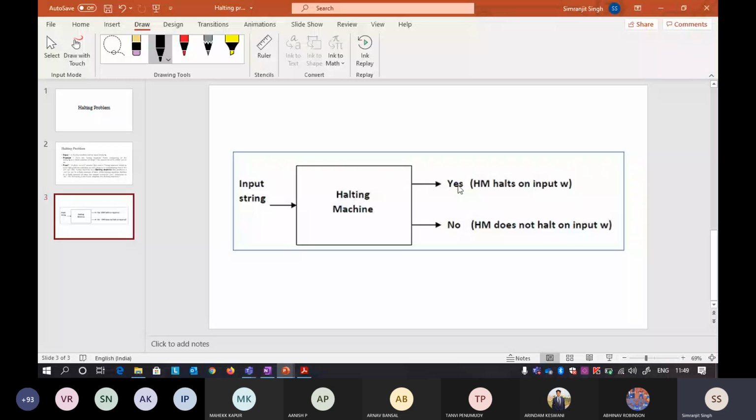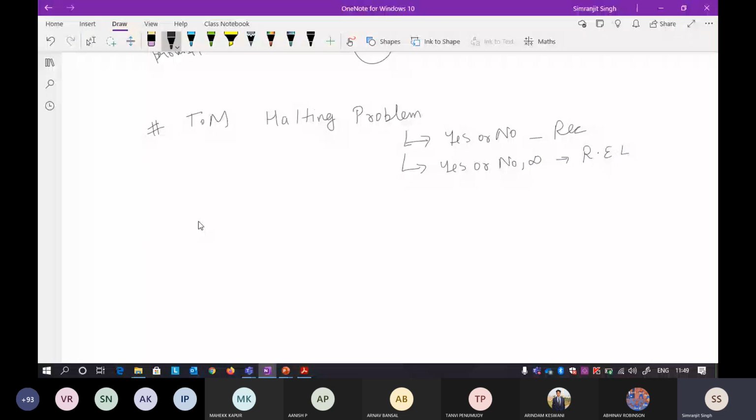There is an input string, and it will either say yes or no. So the halting problem itself is an undecidable problem. That is one of the most important things I want to tell you: the halting problem is undecidable. I gave you an example of customer care earlier. I cannot directly say that my Turing machine will halt at some time, or that it will keep going. So it's very important to remember this part. It is also already proven that the Turing machine halting problem is undecidable.